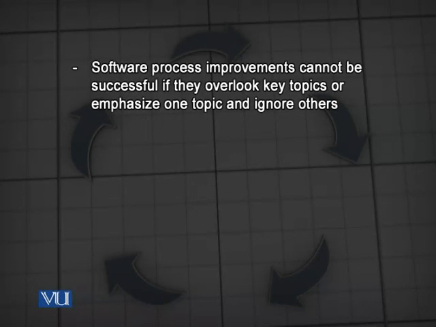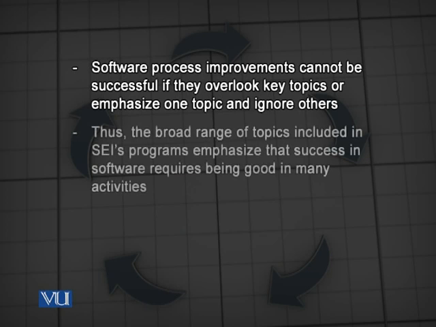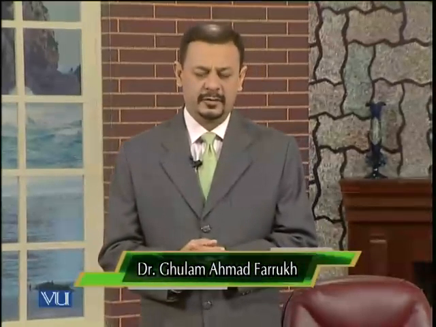Software process improvements cannot be successful if they overlook key topics or emphasize one topic or the other. And so that weakness, I would say, is captured in the assessment approach. So the broad range of topics included in Software Institute's programs emphasize that success in software requires being good in many activities, and that's why the breadth of the Software Institute's program and initiatives is an indication that just focusing on one thing, just focusing on management processes or just focusing on technical processes and not worrying about others is not good for the long-term health of the organization, both the technical health or the financial health of the organization.